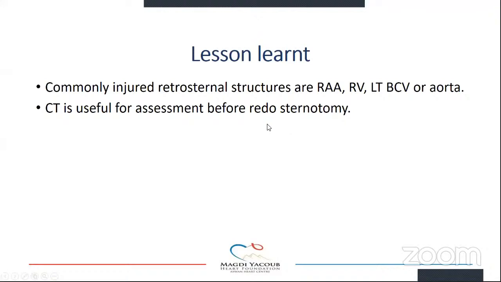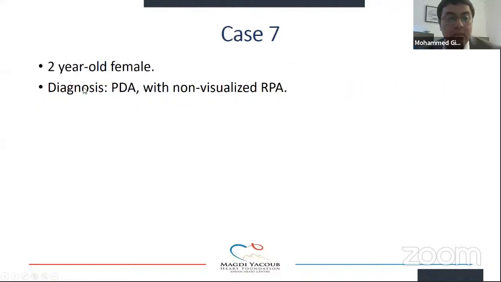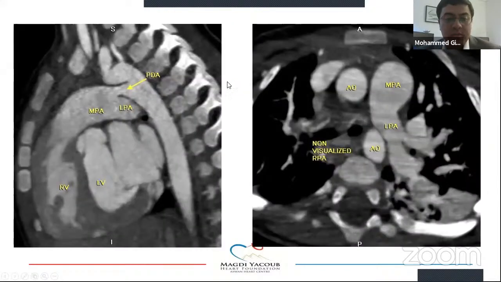Case number 7, a 2-year-old female diagnosed as PDA with non-visualized right pulmonary artery. As you see here, this is a sagittal post-contrast CT image displaying the main pulmonary artery, the aorta, and this is a PDA. This axial post-contrast CT displays the main pulmonary artery, left pulmonary artery, and non-visualized right pulmonary artery. We cannot see the RPA, the right pulmonary artery.